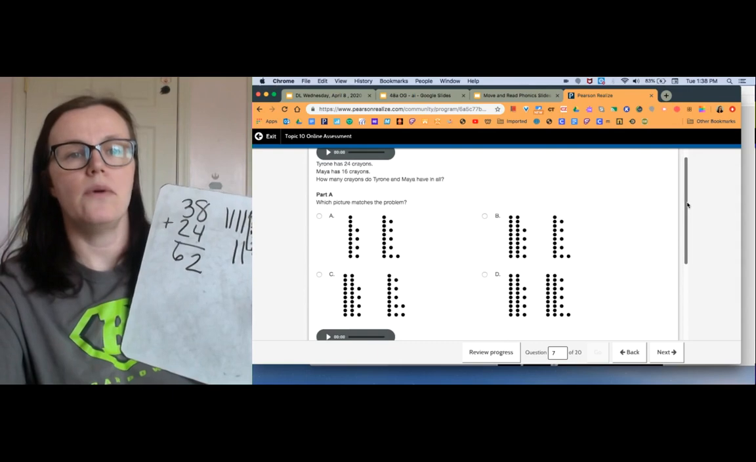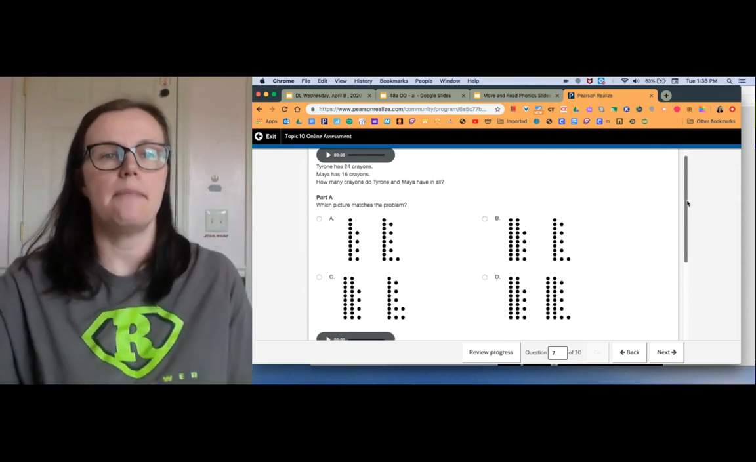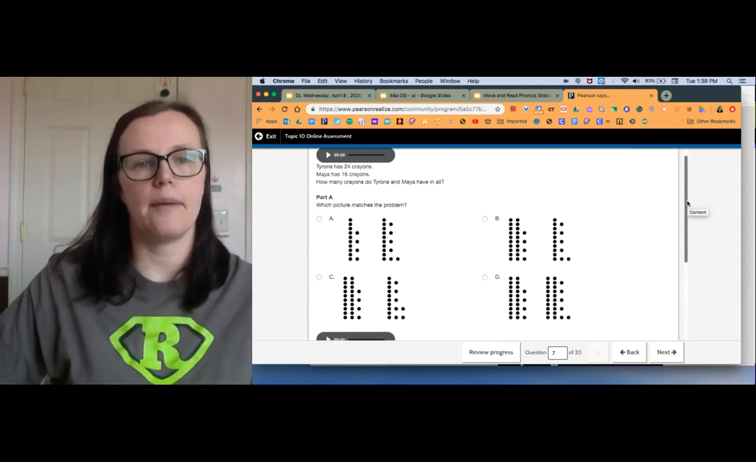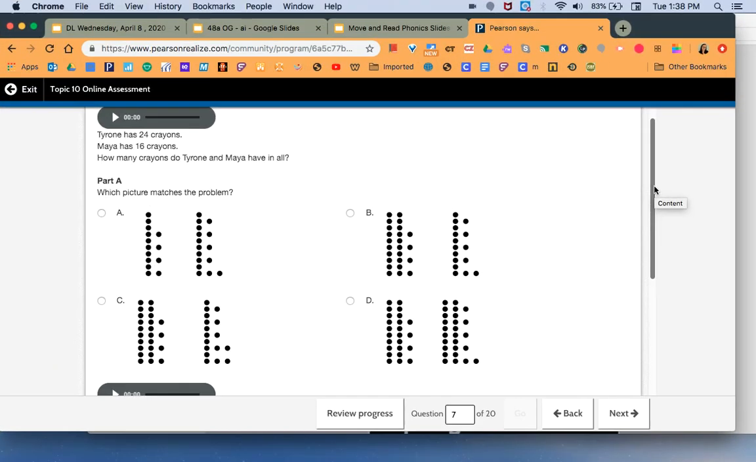Okay, it says Tyrone has 24 crayons and Maya has 16 crayons. How many crayons do Tyrone and Maya have all together? So I want to know the picture that matches this problem. So I don't even need to find the answer right now because it just wants me to find the picture that matches. So 24 crayons.